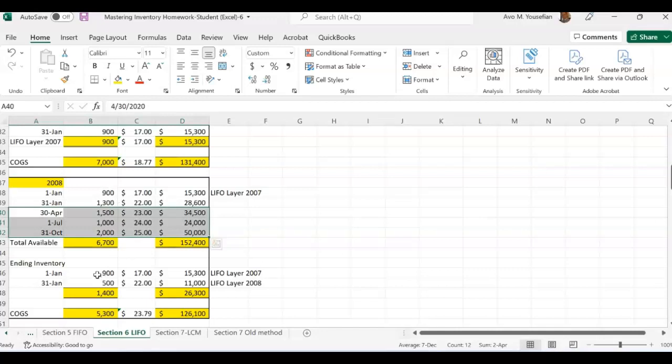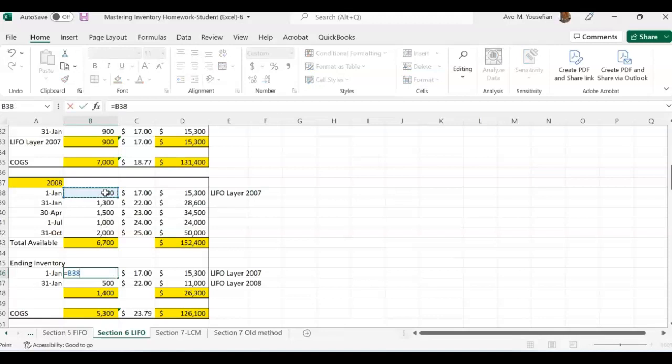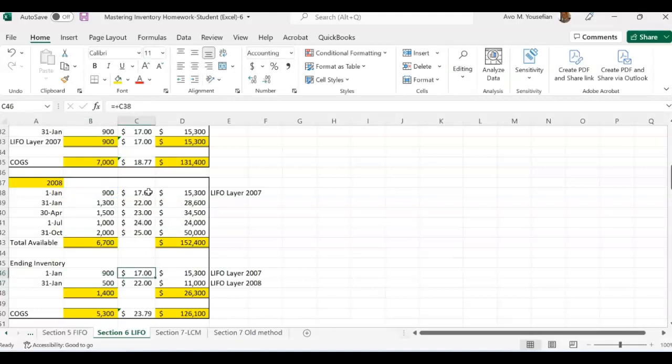Okay, so let's go to the top. We go to the top, we pick up the first layer at the top, and we put it right here. So that equals technically that number. Enter. And the cost of that 900 is that $17. Therefore, total is 15,300. So that's the remaining LIFO layer of 2017. But that's not enough because we have 1,400 units left. So 1,400 minus 900 is 500, right? Make sense? So 500 at which cost? So we took this one already, right?